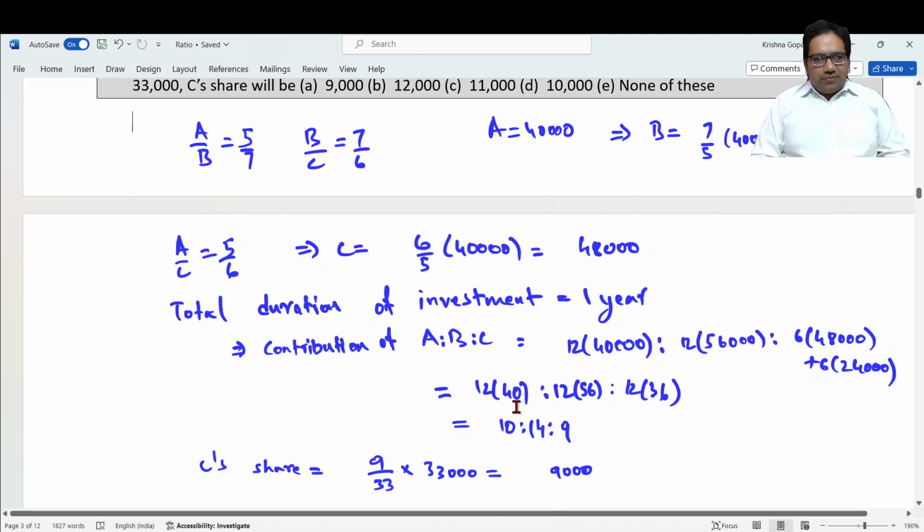So this means it is in the ratio of 10 is to 14 is to 4. 14 fours are 56, right? 14 is to 9 fours are 36. So 4 also we remove. 10 is to 14 is to 9. This is the ratio. Okay.